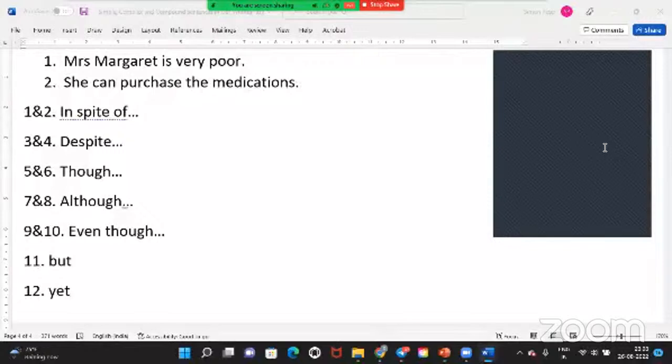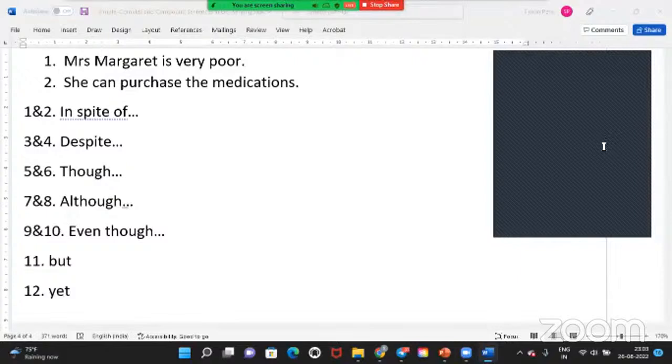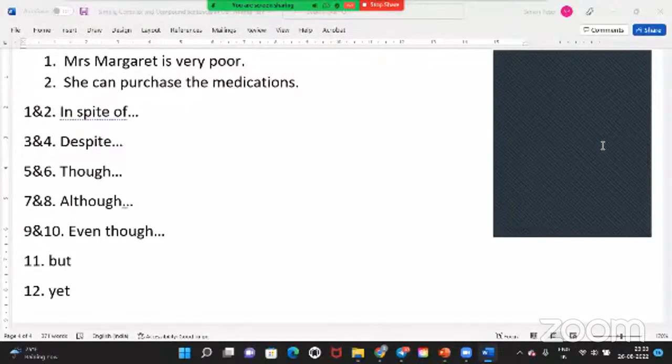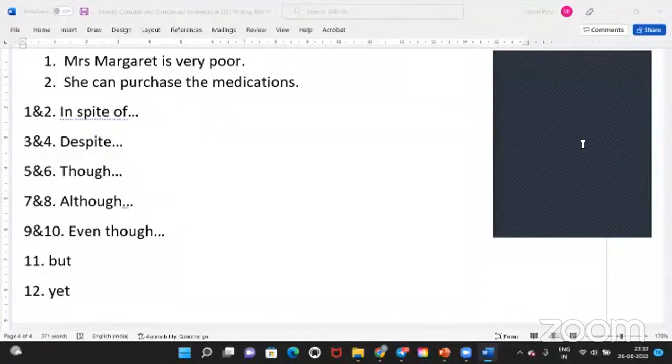Although Mrs. Margaret is very poor, she can purchase the medication. Some people write although and but, though and but, both. Although and yet, both are not needed. If although is there, it is a complex sentence. If but is there, it's a compound sentence. Some people don't understand. They just write, though he is clever, but he is like that. That's wrong. Then Sravanti. Stella Maris, no capital letter, despite her poverty.